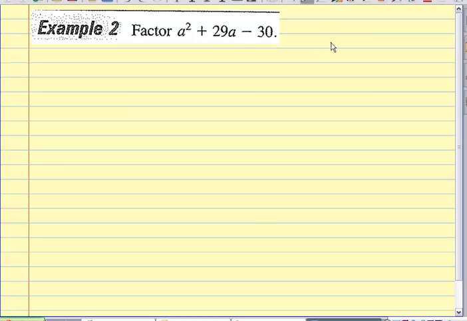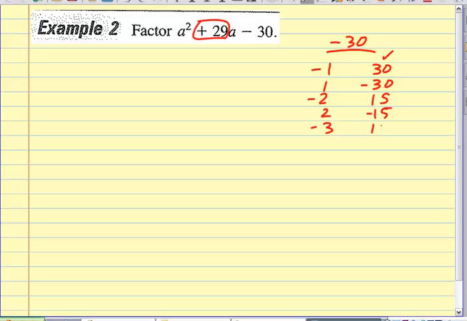But let's follow the same pattern. Here's negative 30. I know negative 1 and 30, 1 and negative 30. Cameron's already told me it's this one right here. The difference between them is 29. That tipped us off, right? And since the middle is positive, I want the bigger one to be positive. So that's going to be our answer, but let's just look at them. Negative 2, 15, 2, negative 15, negative 3, 10, 3, negative 10, 5, negative 5, 6, negative 6.